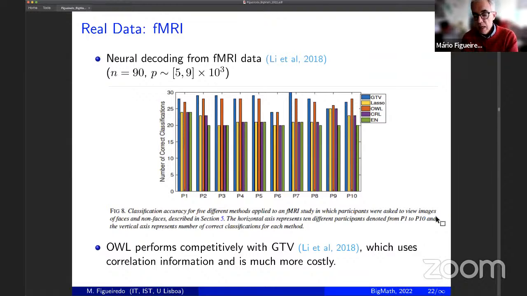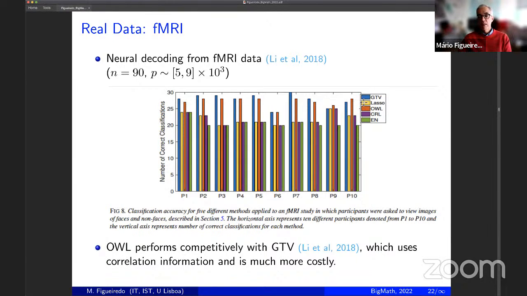Some more recent results using OWL. This is work by Lee and Becker-Willett in Chicago. Again, this is a classification problem. The idea is to try to guess if someone inside an fMRI machine is looking at a face or a non-face. They're shown an image, either a face or a non-face, and from fMRI data captured from the brain of the subject, we try to predict, just by looking at the activity in the brain, if the person is looking at a face or a non-face.